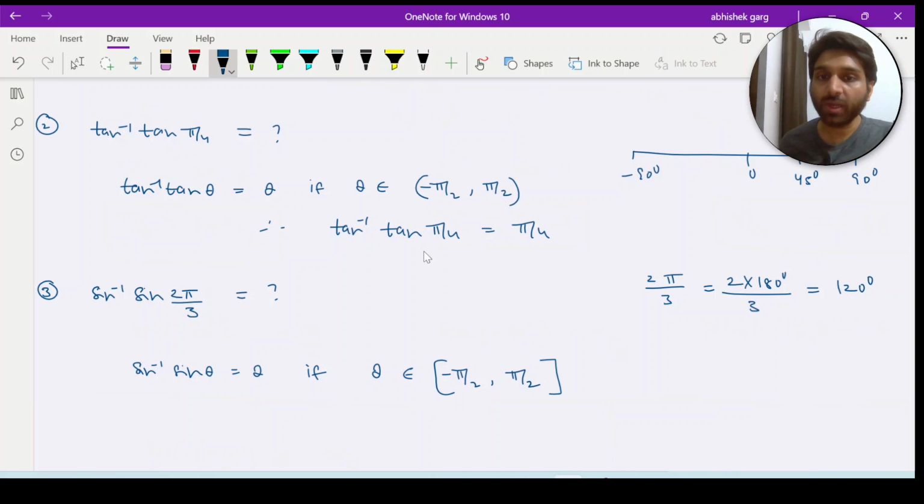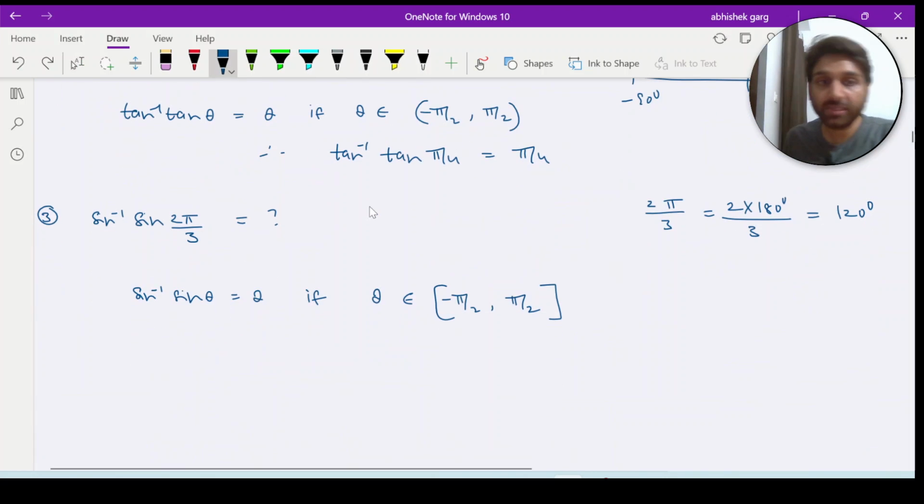Now does 120 degrees lie in this range? No, it does not, because 120 degrees is more than 90 degrees. So can we apply this property here directly? No, we cannot apply this property. The answer will not be 2 pi by 3. So what do we do? We will need to do some adjustment in 2 pi by 3 in order to be able to apply this property. So how do we do that?